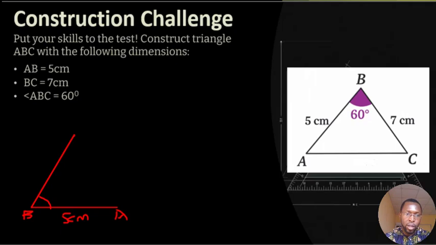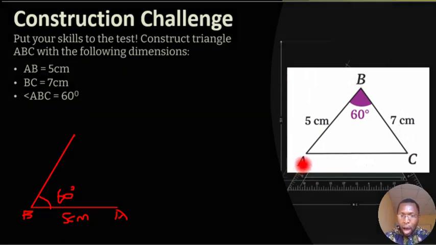Since we have gotten our angle 60, let's label that place 60 degrees. So this is 60 degrees, using our protractor to get it. Having done that, we want to get our BC to be 7 centimeters.